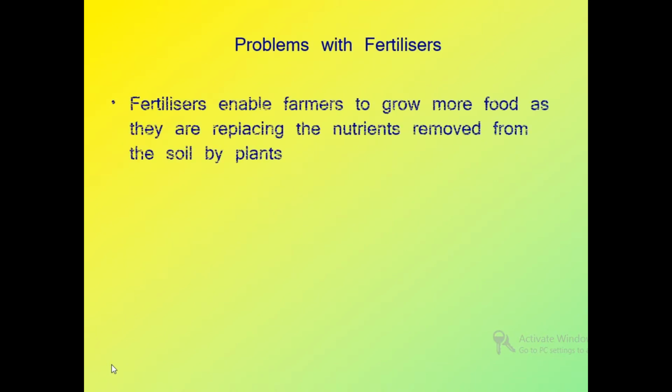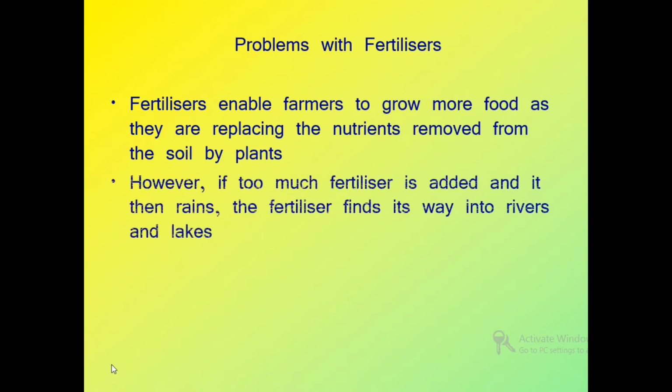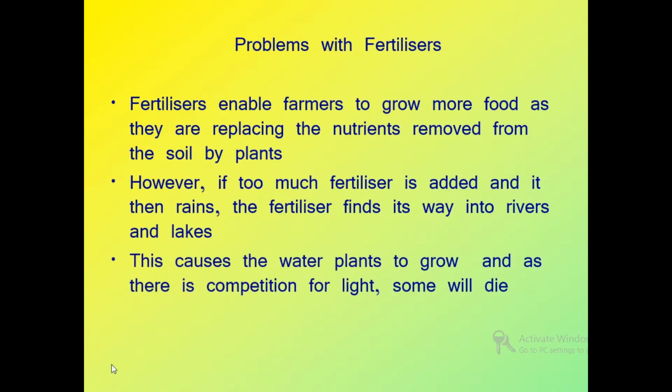Problems with fertilizers. Fertilizers enable farmers to grow more food as they replace the nutrients removed from the soil by plants. However, if too much fertilizer is added and it then rains, the fertilizer finds its way into the rivers and lakes. This causes water plants to grow, and as there is competition for light, some will die.